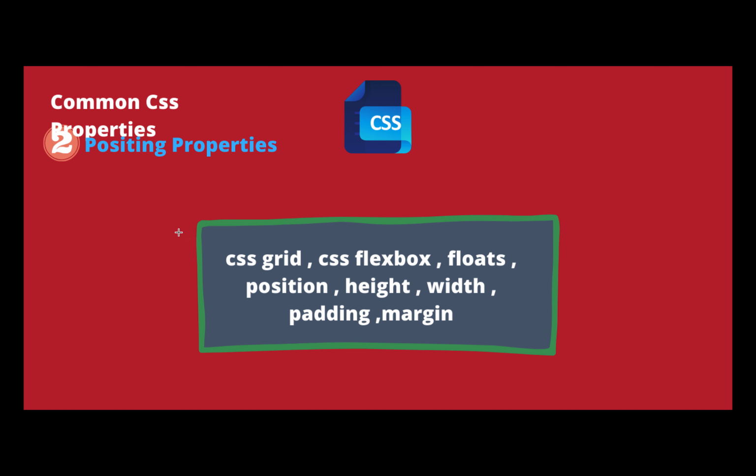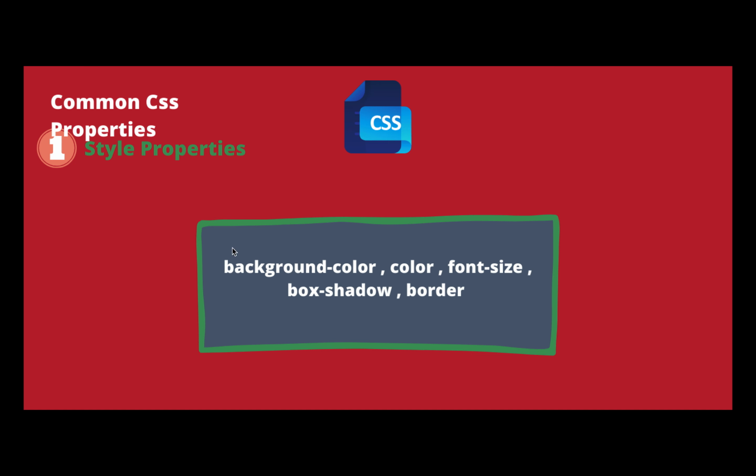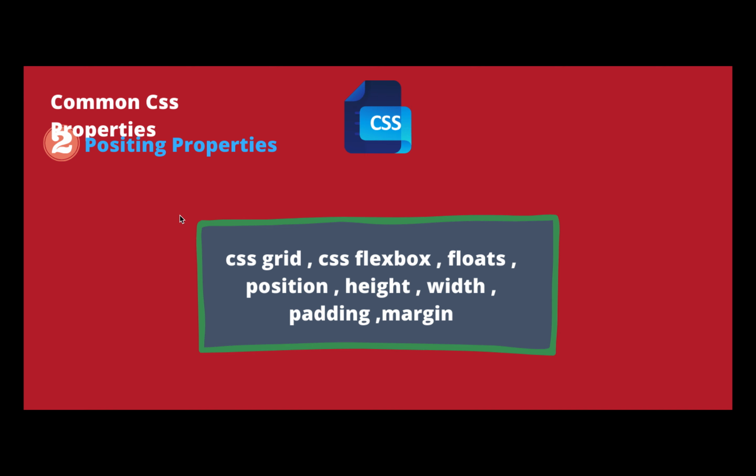So once again, we have two types. The style properties will change the looks of an HTML tag. The positioning properties are the properties that will change the position of an HTML tag. So hopefully that makes sense.